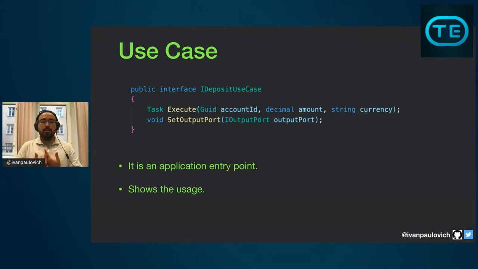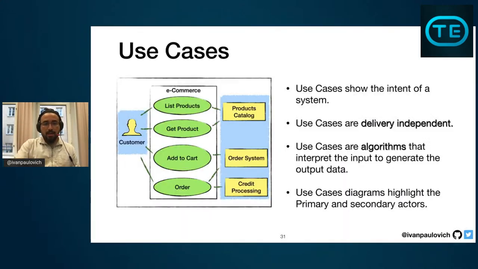Those use cases should be the application entry point. It should be easy to invoke them with simple messaging. And I have some examples here. The use cases should show the intent of the system. They should be delivery independent. They shouldn't be dependent on concrete implementations like a database or other systems. They should be treated as algorithms that interpret the input to generate some output data.